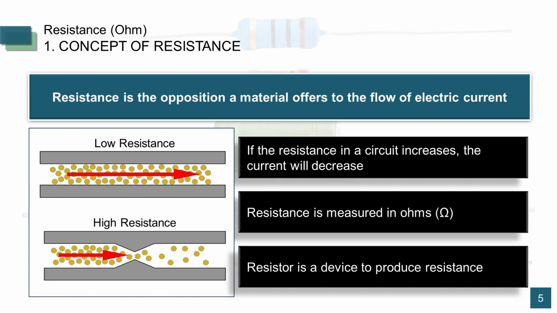Resistance is measured in units called ohms, represented by the Greek omega. A resistor is a device designed to produce resistance. Resistors can be used to limit current, divide voltage, or generate heat. Resistance is a critical factor in battery electric vehicles as it affects the efficiency of the electrical components, such as motors and batteries, and influences the range and performance of the vehicle.